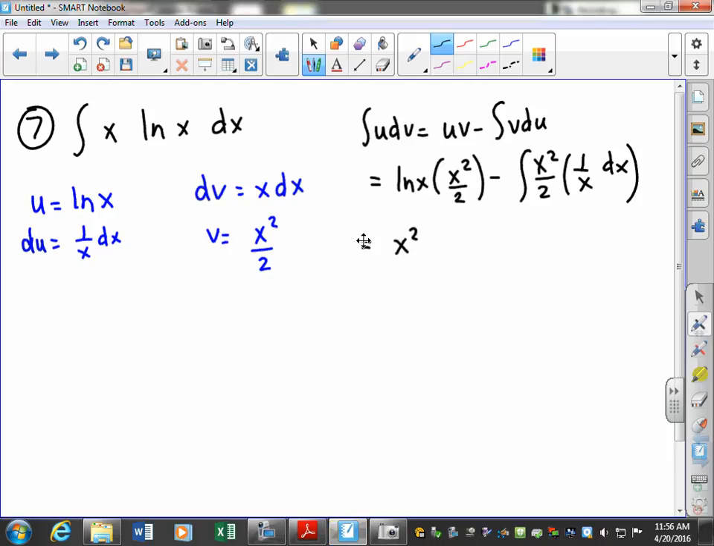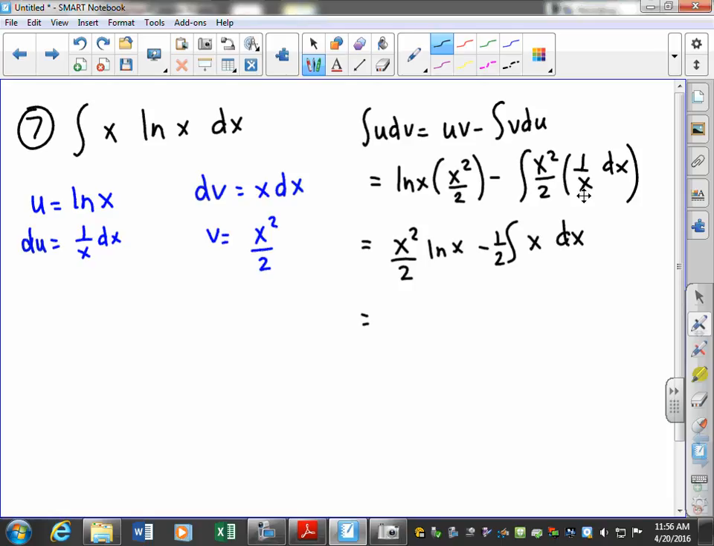I'm going to move x squared divided by 2 to the front. We can do that at any time. Now let's simplify over here first. A couple things going on. I can pull this 1/2 out front if I'd like. And then what about x squared over x? Just simplifies to x dx.